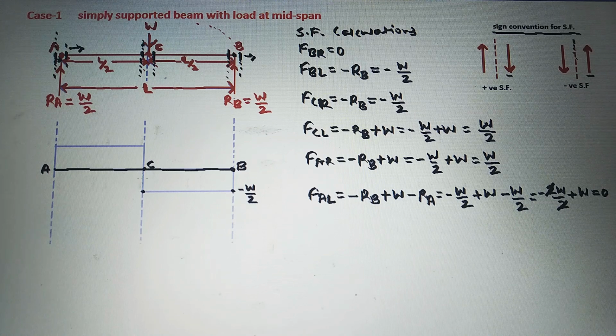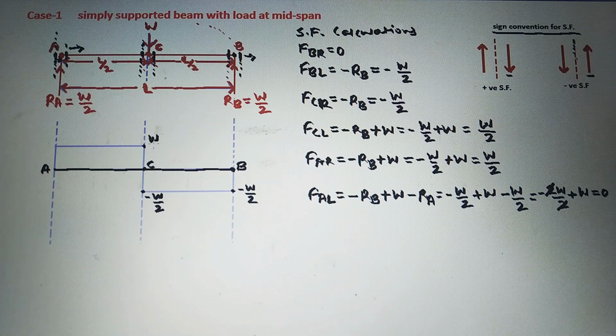So this is point C, so we will plot that here. It is minus of W by 2. Next, shear force left of C will be plus W by 2, so it will be above the baseline. It is plus of W by 2.